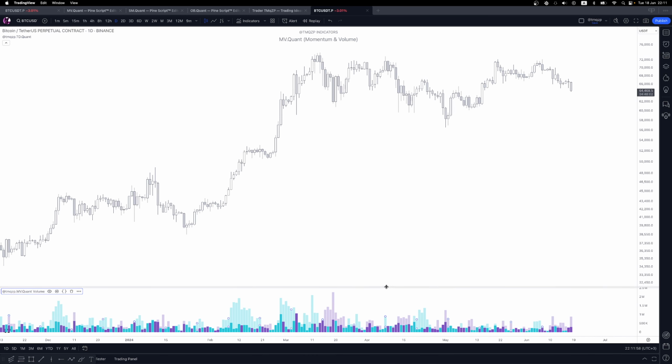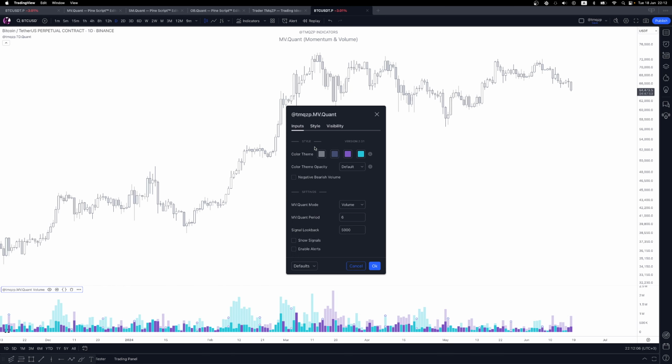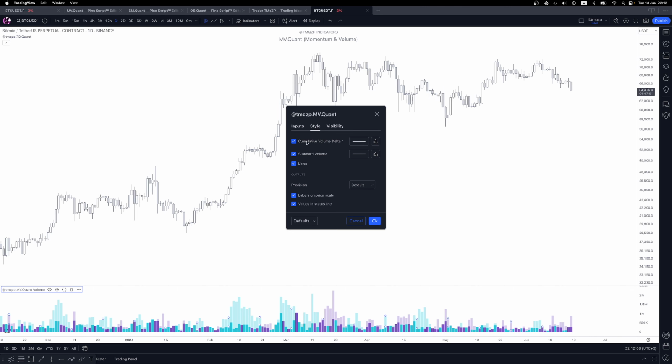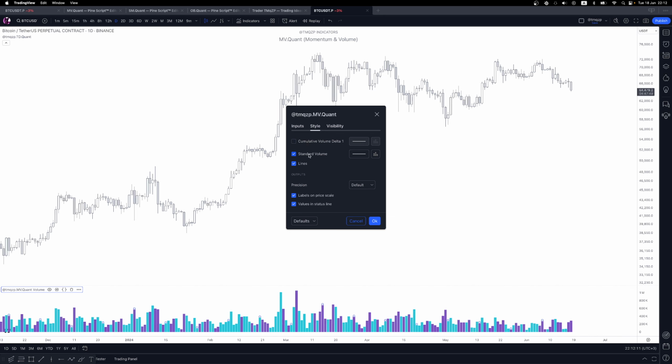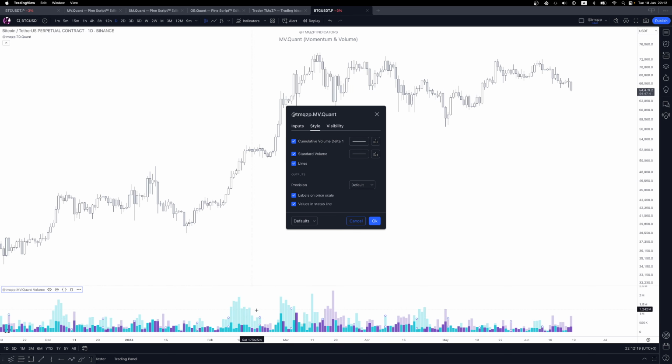When you load the volume, you'll see that it has two types of bars. One is the normal, standard volume. This is just regular volume, nothing special about it. But then it has the shadowy one in the background, that's cumulative volume delta.